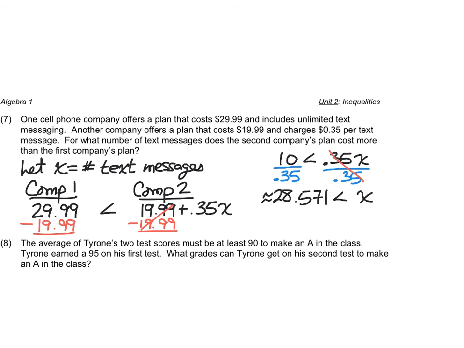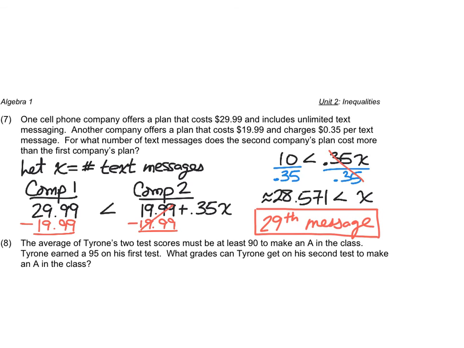All right, so in this context, we just have to think, what's going to end up putting us over the tipping point? If I do 28 messages, this is saying that x has to be more than 28.571. 28 is not more than 28.571. So it'll be the 29th message that puts us over. Once we send the 29th message, that's when we'll be over the hump.